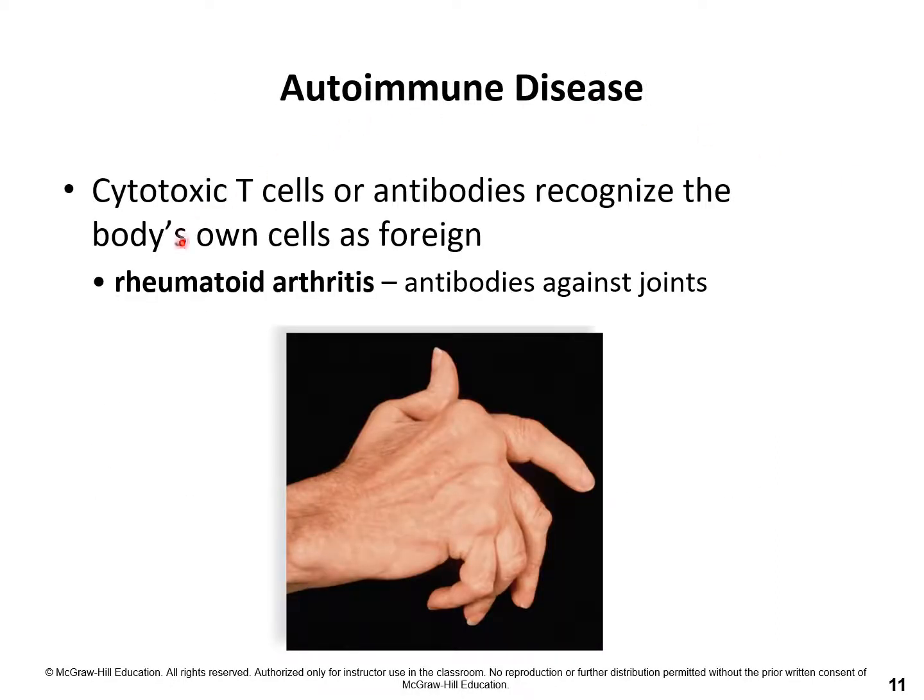Another autoimmune disease is rheumatoid arthritis. Rheumatoid arthritis is when our bodies make antibodies that attack our joints. And it's the cytotoxic T cells or the antibodies that are recognizing our body's own cells as foreign. And so people with rheumatoid arthritis have these abnormalities in their joints.